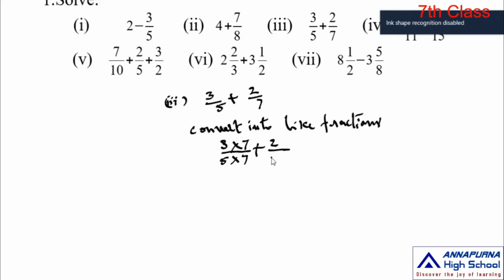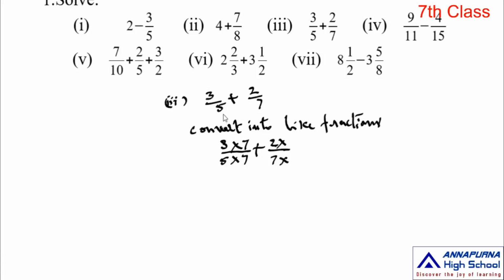Now next, 2 by 7 into... what is the denominator of the first fraction? 5. You should multiply the second fraction by the denominator of the first fraction. 2 into 5 into, here also by 5, which is equal to 3 7s are 21 by 35 plus 2 5s are 10 by 35.